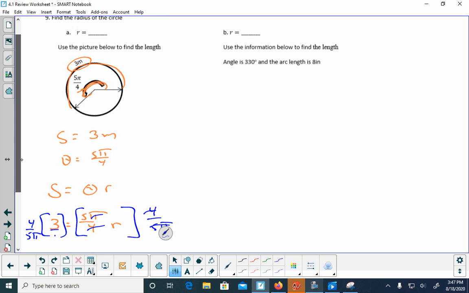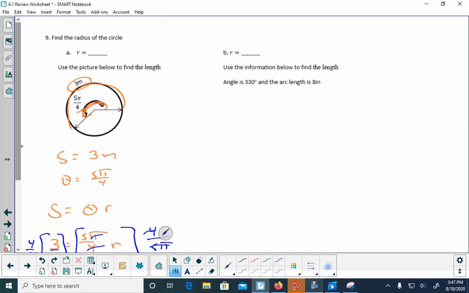Looking at the second one, my angle is 330 degrees, my arc length is 8, and it's asking me to find the radius. This angle is in degrees, so the first thing I'm going to have to do is change 330 degrees to radians. So I'm going to multiply it by pi over 180. Remember, I set it up that way so that my degree symbols will simplify, and when I do that, I end up with 11 pi over 6.